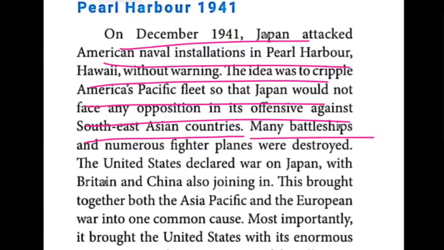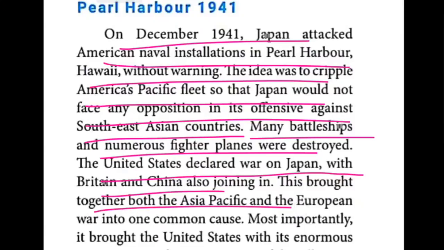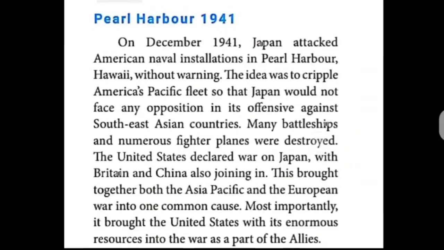Many battleships and numerous fighter planes were destroyed. So the United States of America declared war on Japan. Britain as well as China also supported the United States of America. Once they were joined, this brought together both the Asia Pacific and the European war into one common cause. Most importantly, it brought in the United States of America with its enormous resources. They joined the war as part of the Allies.